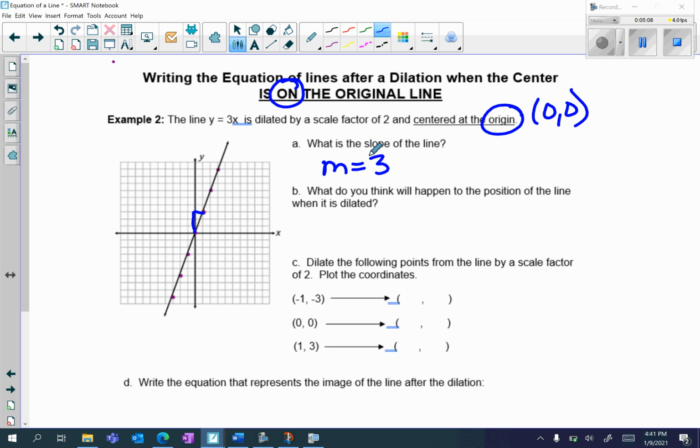What do you think is going to happen to the position of the line when it's dilated? Maybe it'll move, maybe it'll be parallel, or maybe it will stay the same. So let's take a look. We're going to dilate the following points from the line by a scale factor of 2. And we're going to plot the points. So remember, we're going to multiply everything by 2. And then we're going to plot those points.